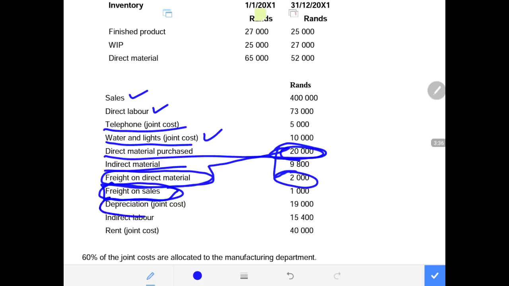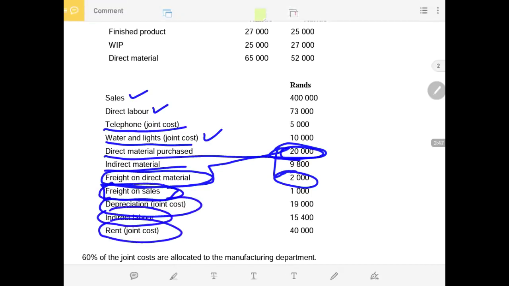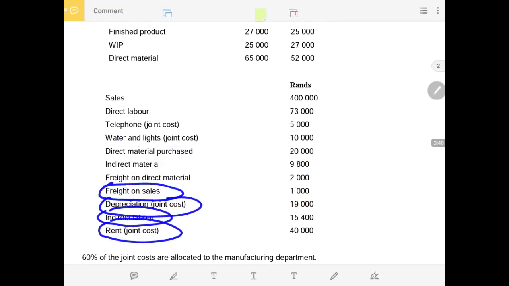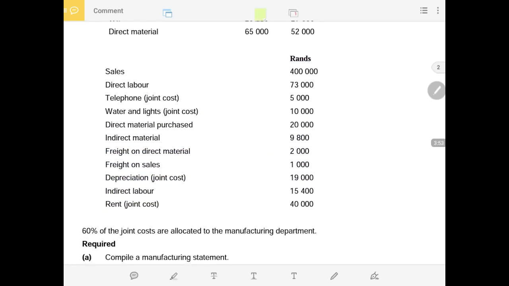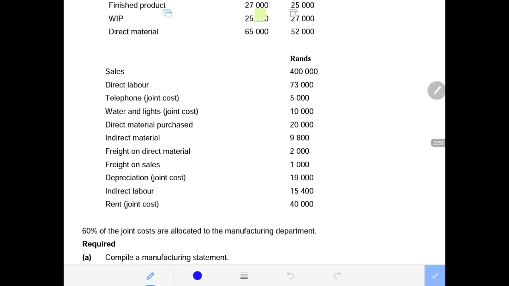Then we have depreciation, which is also a joint cost, and indirect labor, which is just an overhead. After that, we also have rent, which is a joint cost of 40,000 rands. So these are the costs that have been presented in front of us. There is some additional information that needs to be taken into consideration.